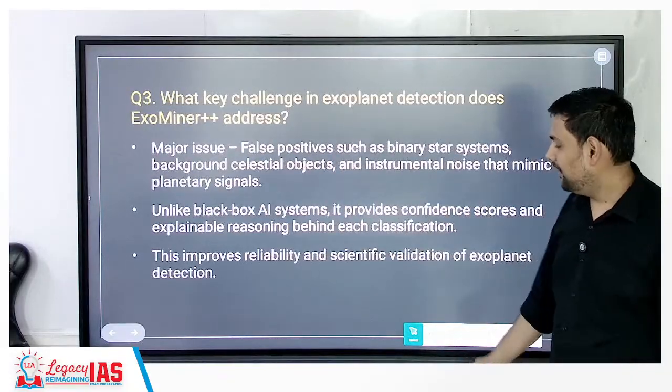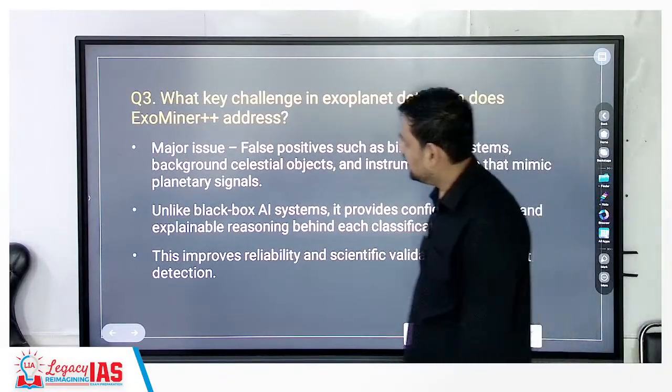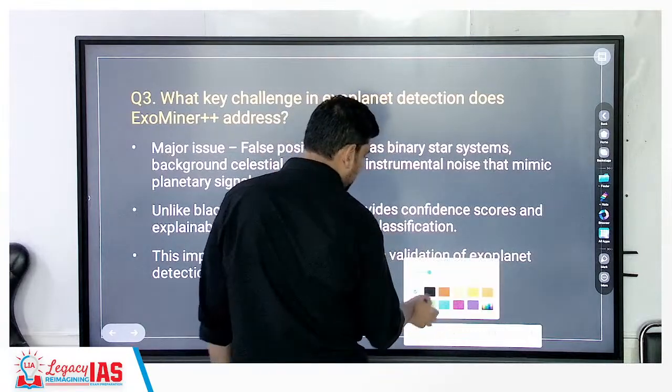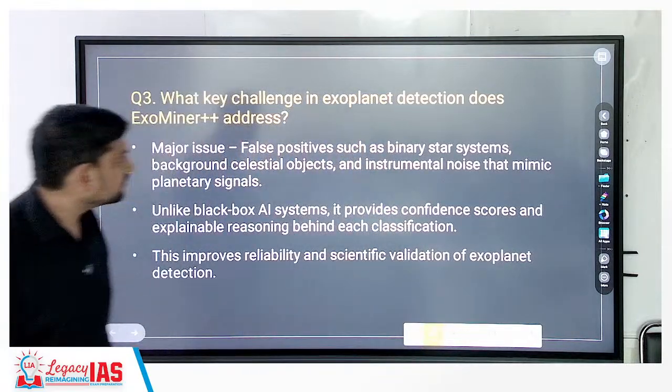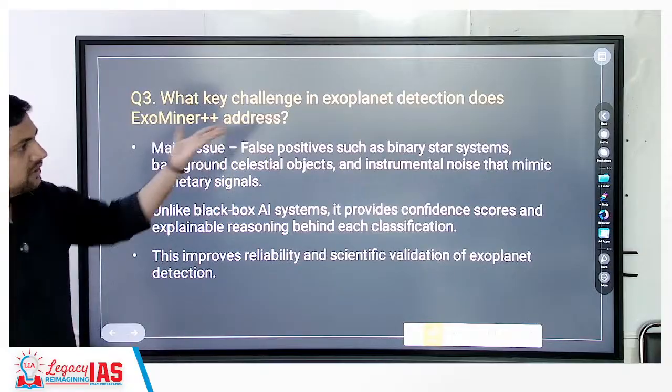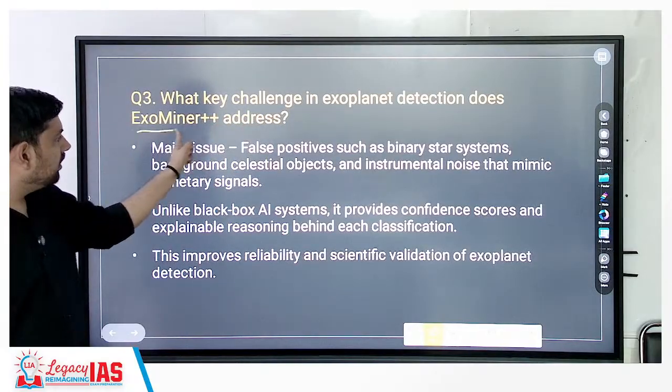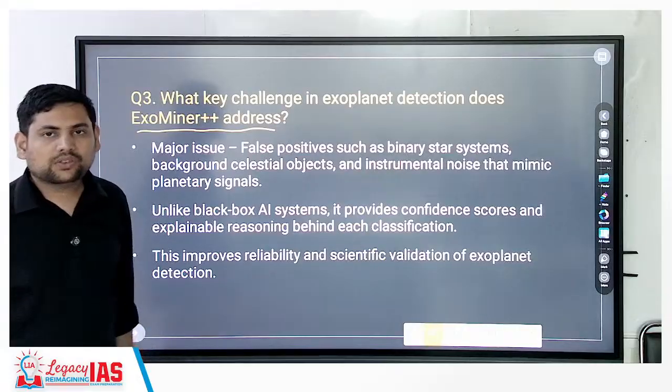Now this is theoretical, that is, what are the key challenges that need to be addressed. What are the key challenges in exoplanet detection that ExoMiner addresses? Now, what does it address?